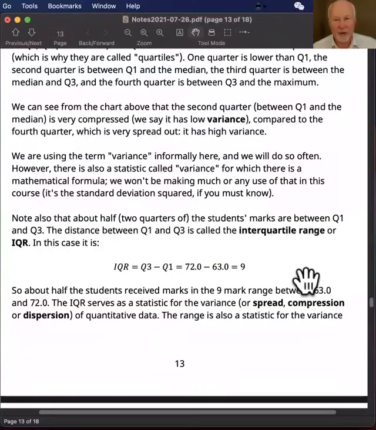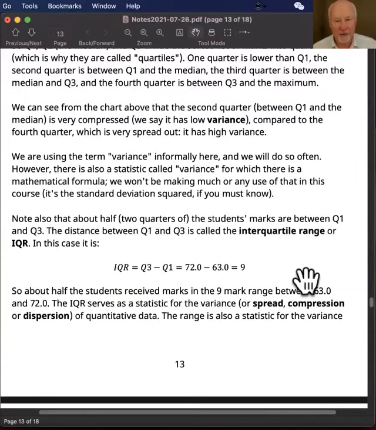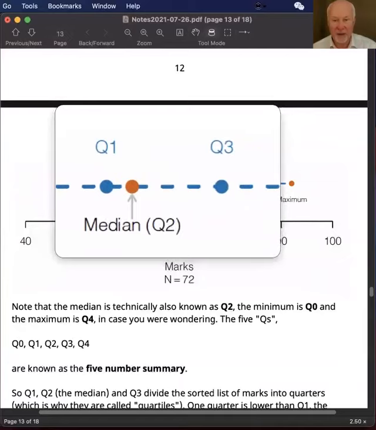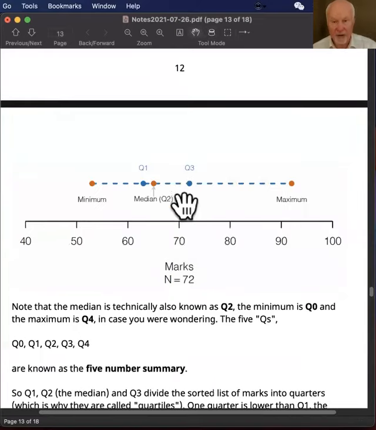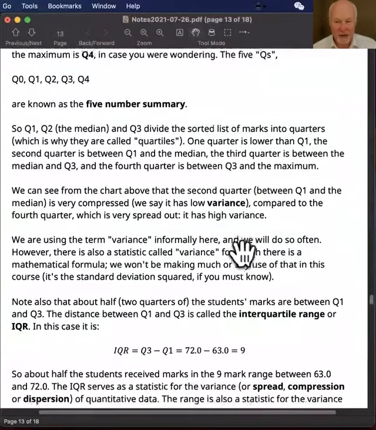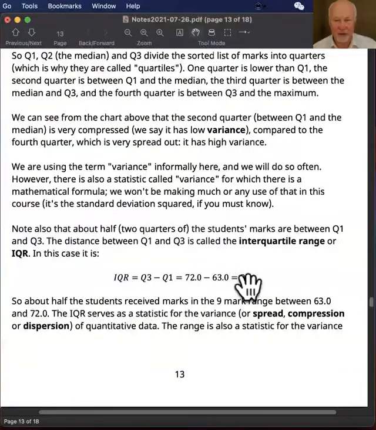Now, the really key thing to note here is that about half of the students' marks are between Q1 and Q3. So just going back up here, half the marks are between Q1 and Q3. And that is called the interquartile range, the distance, if you like. We always think about it as distances. So Q3 minus Q1 is the interquartile range. And that, in this case, is 9 marks. So I've got the calculation there.